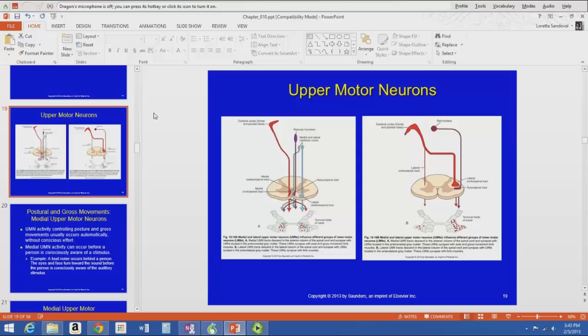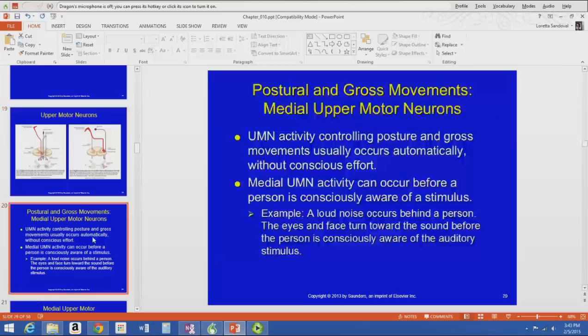There's a slide in the PowerPoint that has two diagrams from the book. The first one, on the left, shows the medial ones, and the one on the right shows the lateral. They're also in the module, and I'll go over them a bit. The medial upper motor neurons are responsible for postural and gross motor movements, so the large movements. The upper motor neuron activity that controls posture and gross movements usually occurs automatically without conscious effort.